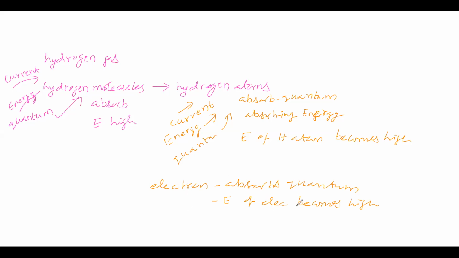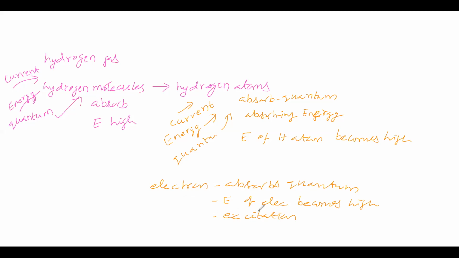Energy of the electron becomes high. In that sense, shall we say it is going for excitation, or for de-excitation, or remains in the same state? This electron is absorbing quantum, therefore its energy becomes high. Energy becomes high means the electron undergoes excitation. Who made the energy of the electron high? Who made the electron undergo excitation?